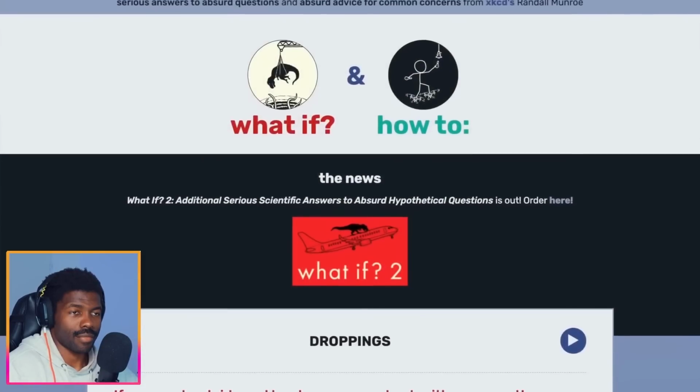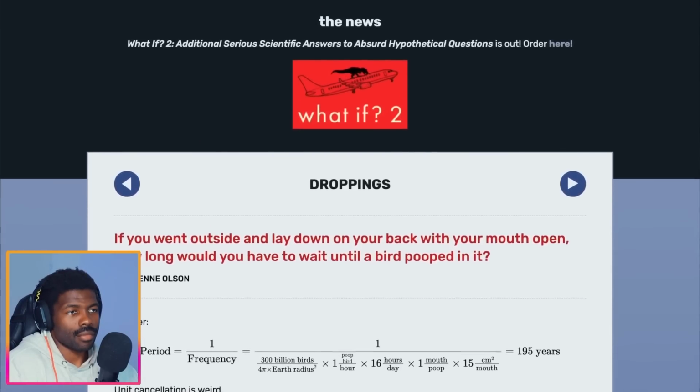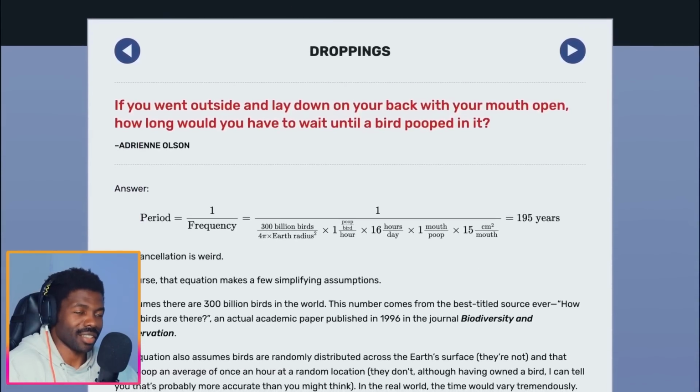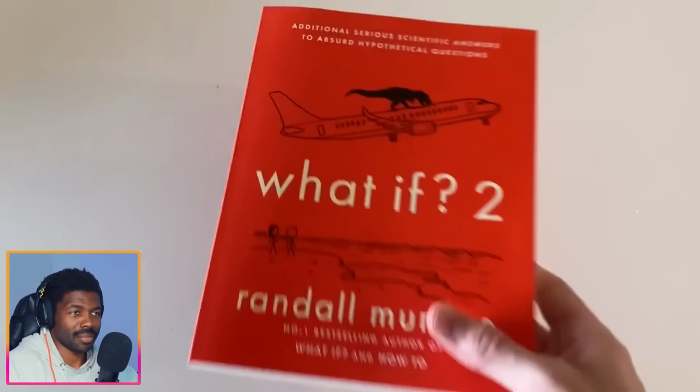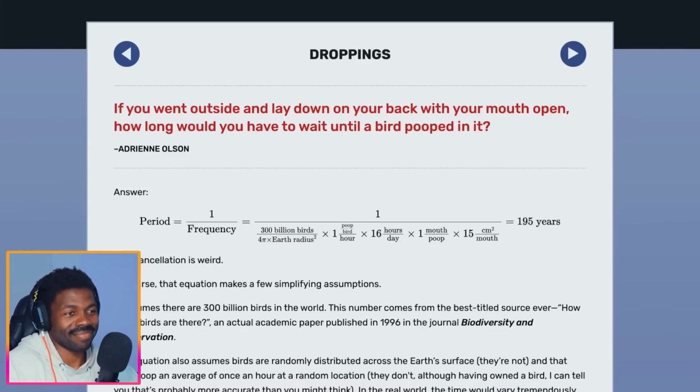There's a website called What If, where cartoonist and engineer Randall Munroe answers ridiculous hypothetical questions with precise scientific detail. There's a book. If you're like me, the family's resident science kid who gets all the science-based Christmas gifts, then you've probably already seen this in book form. There's one particular article I want to draw your attention to. Droppings. If you went outside and lay down on your back with your mouth open, how long would you have to wait until a bird pooped in it?